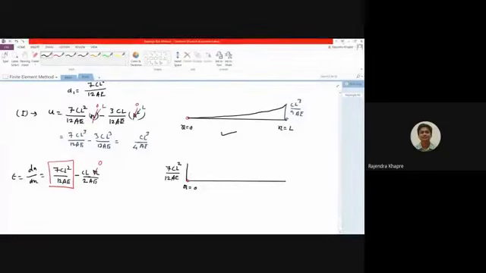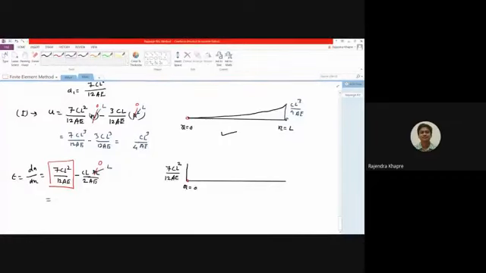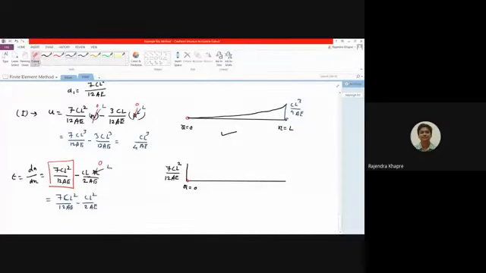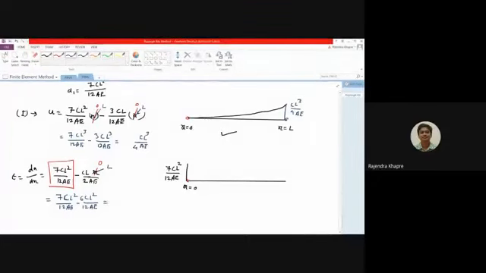Now if you substitute the value of x as, let us say, L over here, what you are going to get is the strain 7CL² divided by 12 times AE, minus CL² divided by 2 times AE. In place of this 2, if you multiply by 6, this will be 6 and this will be 12. So at the end you are going to get CL² divided by 12 times AE. Am I right?